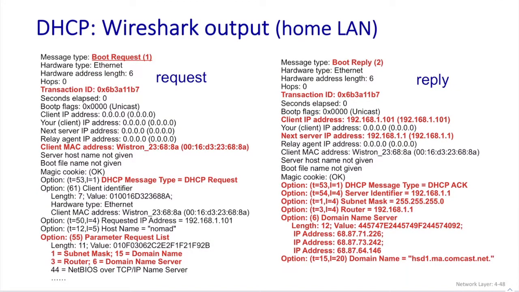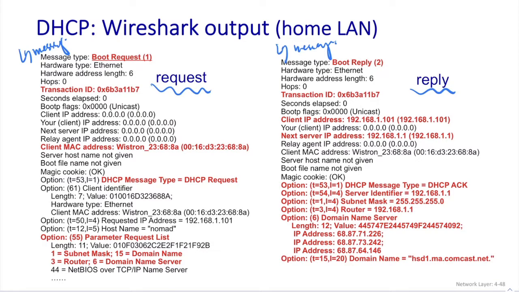Let's take a look at the Wireshark output. We simply have a DHCP request and DHCP reply message on this page. That is a layer 7 message. You can see the left hand side is the DHCP request broadcasted by the DHCP client. It says the message is a boot request, which means I would like to obtain an IP address from the server.